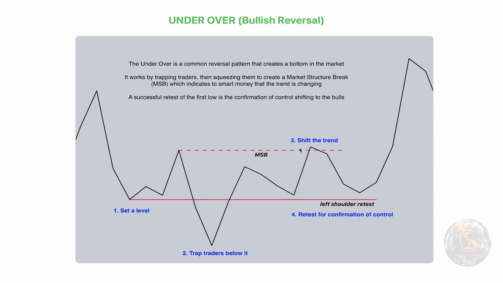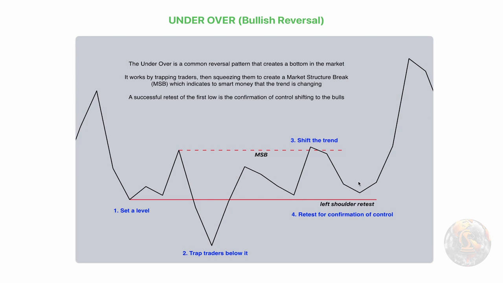So it becomes self-fulfilling. It follows up with a successful retest of the first low, and that is your confirmation of control shifting into the bull's favor in this case, and price going up. All right? If you view it as the inverse head and shoulders, you have your left shoulder, head, and then the right shoulder. And this part is a left shoulder retest. So if it hits the red line, it's retesting the left shoulder level. Doesn't always hit it, of course.